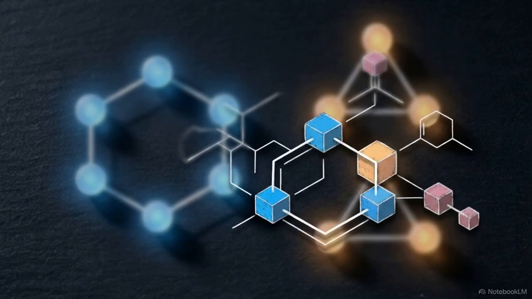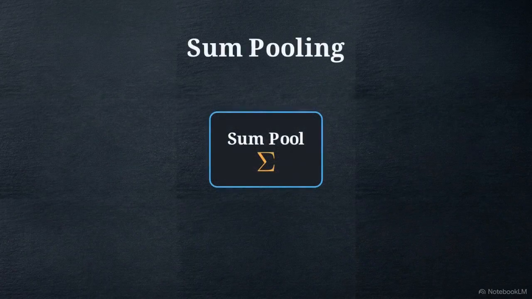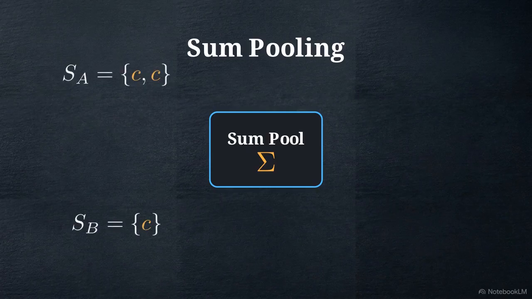By deleting exact neighbor counts, standard pooling mathematically guarantees that the network will lack the structural evidence required to distinguish between different structural variations. We need a mathematical operation that cures this amnesia. Let's test sum pooling on those same two multisets, S_A and S_B. By summing the elements, S_A outputs 2C, while S_B outputs just C. Sum pooling mathematically preserves exact multiplicity and resolves the collision.